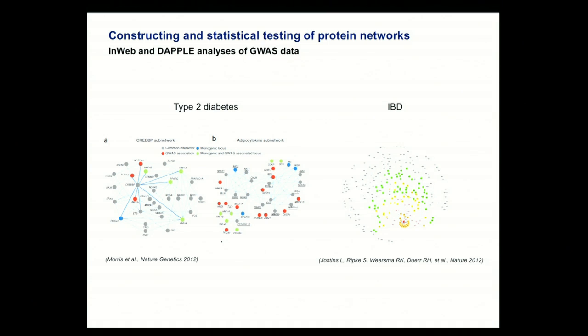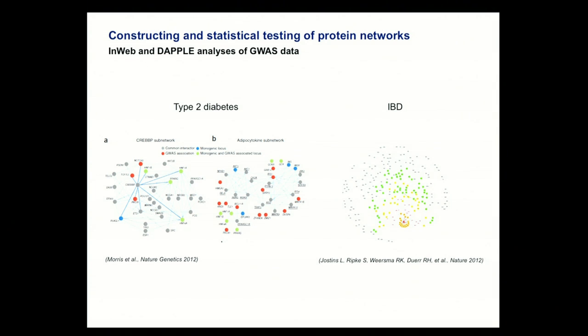Again, this method has now been used in type 2 diabetes and inflammatory bowel diseases too. My point is that again and again we see that if you run these DAPPLE networks on gene lists or protein lists, you can make networks that were unexpected, and these networks have predictive power, because they have been able to predict new genes involved in type 2 diabetes or new genes involved in inflammatory bowel diseases.